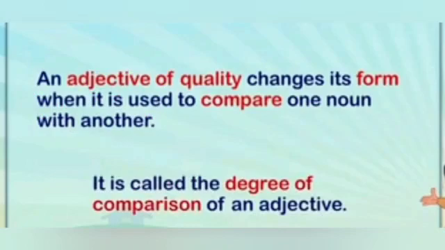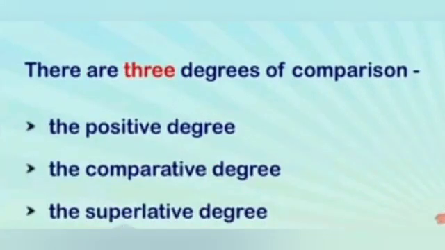Now, in this chapter, first we will know what degrees of comparison are. An adjective of quality changes its form when it is used to compare one noun with another. It is called the degree of comparison of an adjective. Okay? There are three degrees of comparison. First is positive degree, second is comparative degree, and third is superlative degree. One by one, I will explain to you.